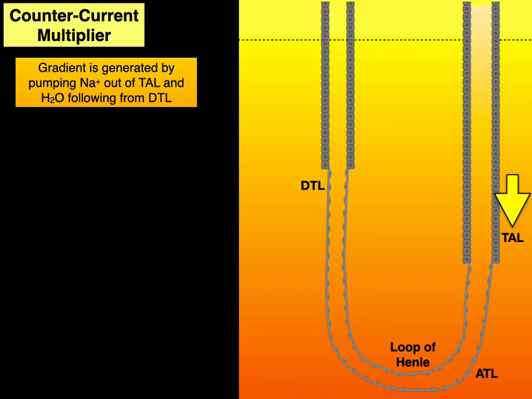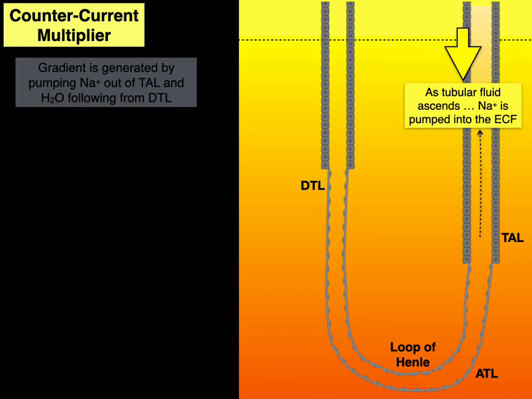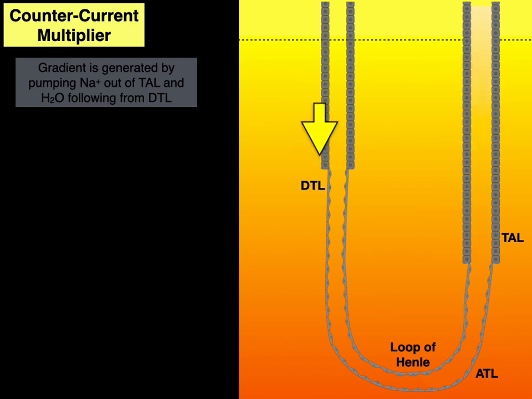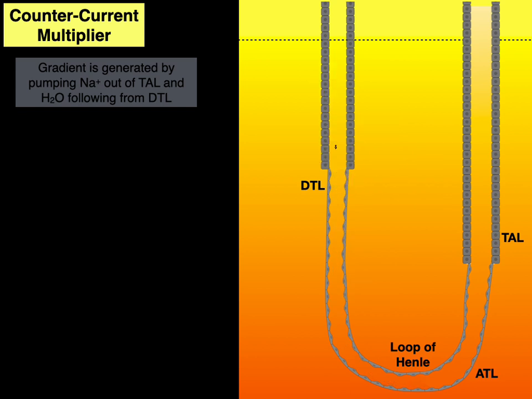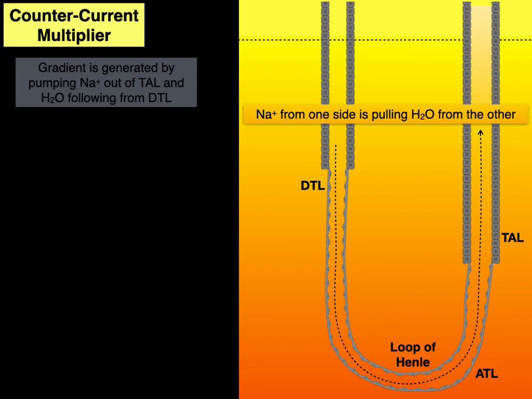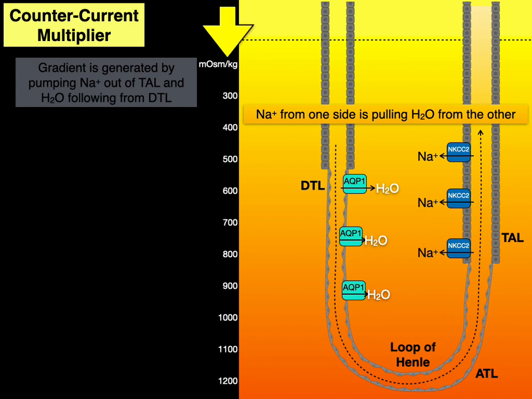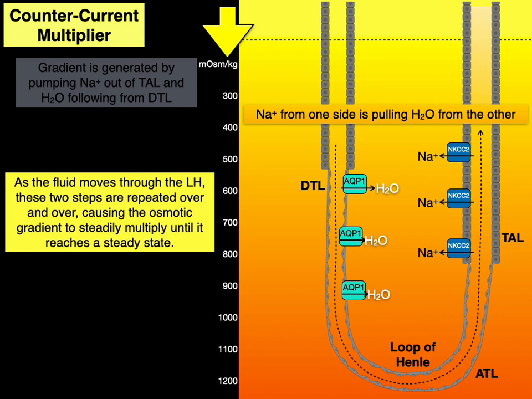So here's the thick ascending limb. And as tubular fluid ascends, sodium is pumped into the extracellular fluid. Then there's the descending thin limb. As tubular fluid descends, water diffuses towards the salty extracellular fluid. And what we see is sodium from one side is pulling water from the other. That's what creates this increasingly concentrated interstitium in the medulla. As fluid moves through the loop of Henle, these two steps are repeated over and over. They're multiplied, causing the osmotic gradient to steadily multiply until it reaches a steady state.